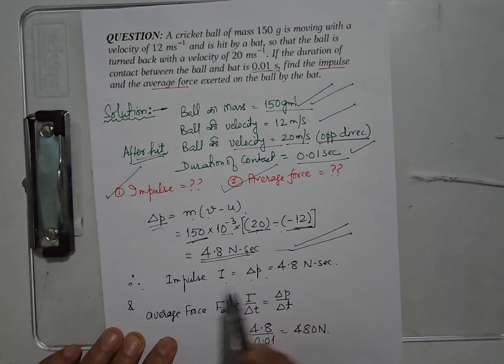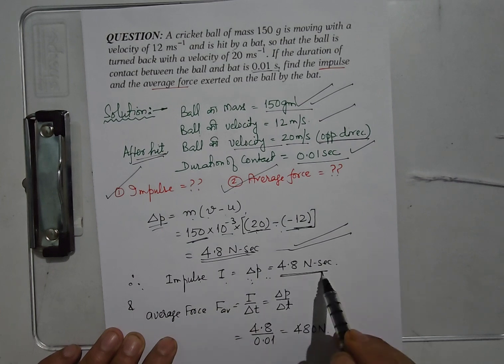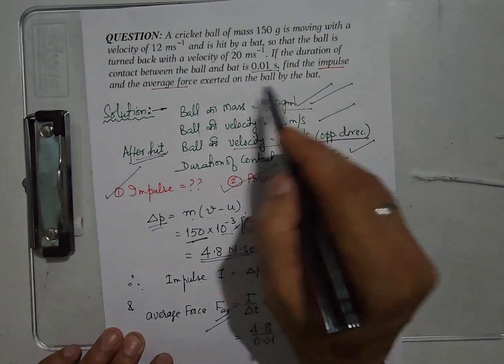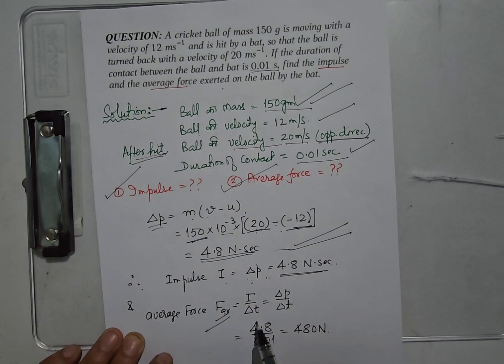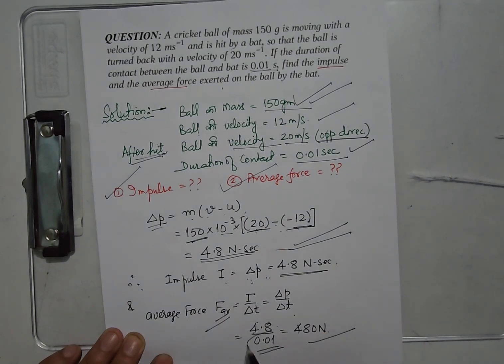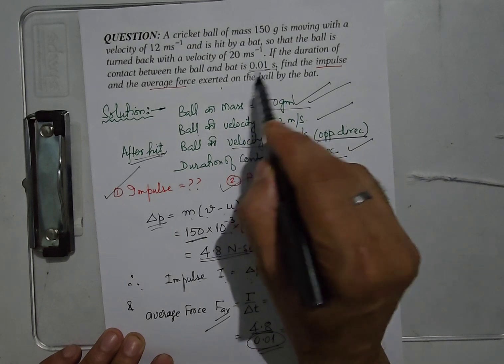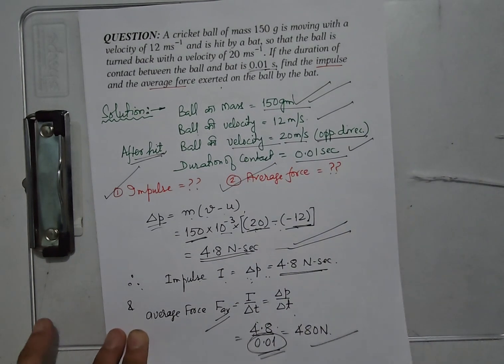Now impulse is delta p, which is 4.8 Newton second. Or the average force you can calculate, because this is being asked in the problem. F average is equal to I upon delta t, that is delta p upon delta t. You can say 4.8 upon 0.01, because the time of contact is 0.01, as you can see here. So this answer would be 480 Newton. So this is the required answer.